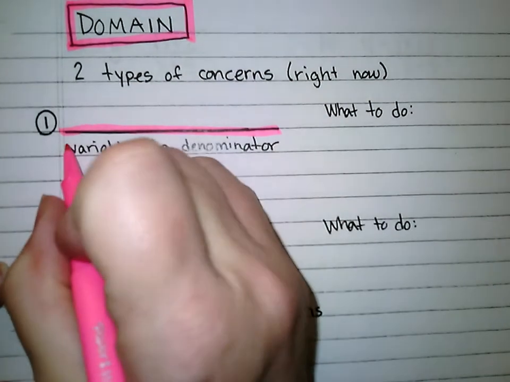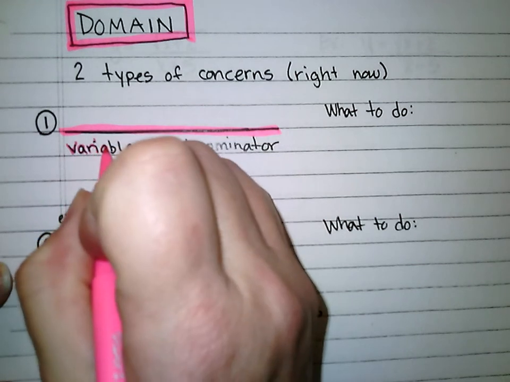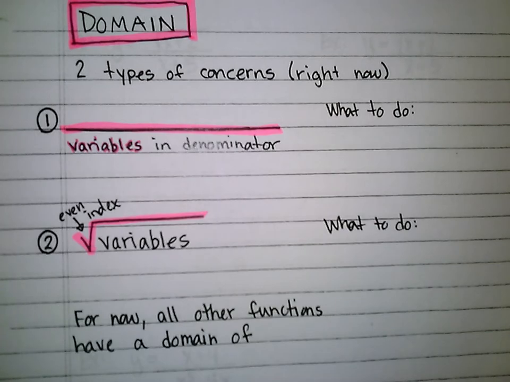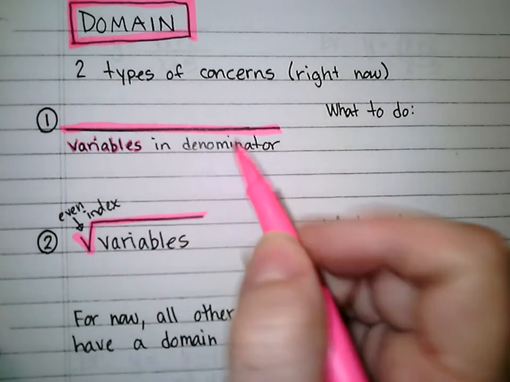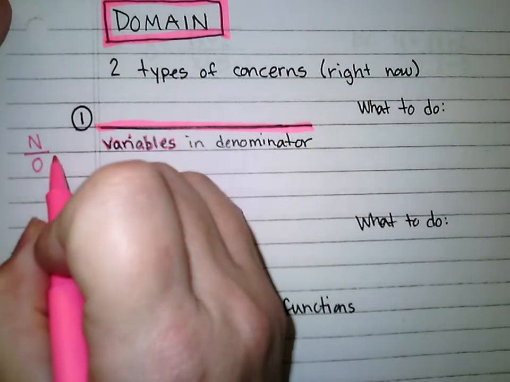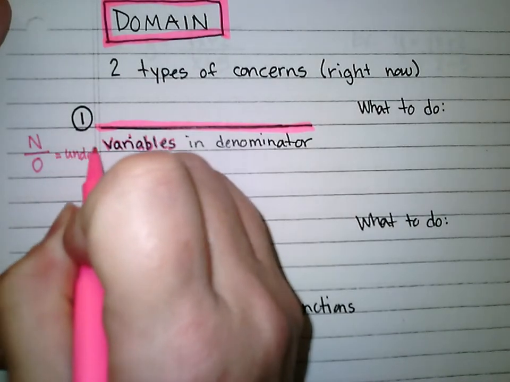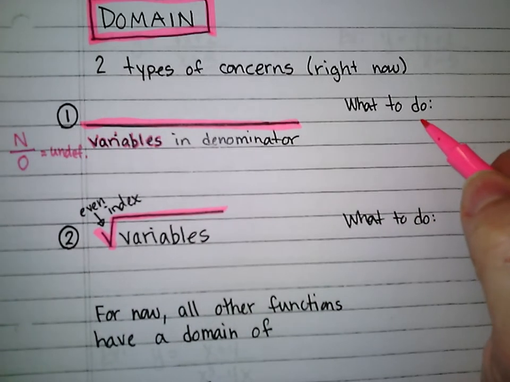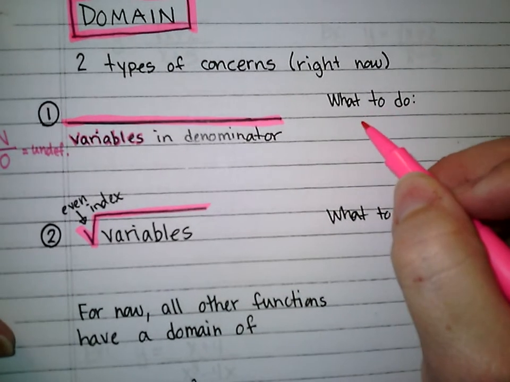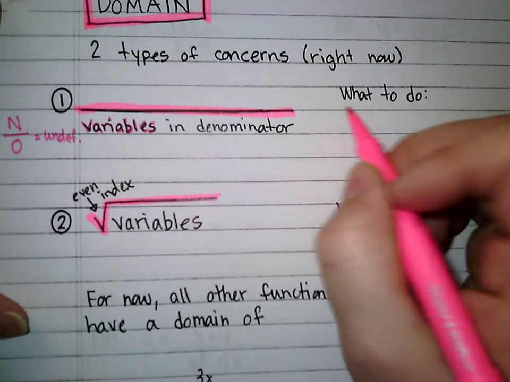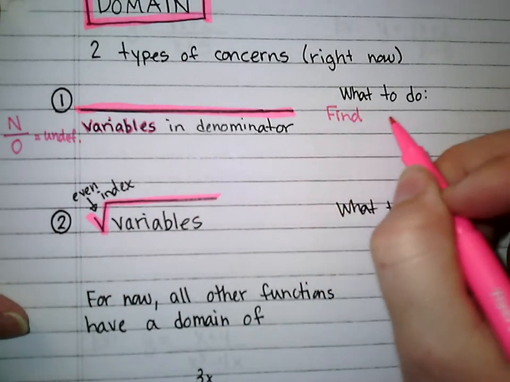One of the things we have to watch is when we have variables in the denominator. I mean, having a denominator is not a problem, but if you have variables in the denominator, we have to be careful. The reason for that is because we don't ever want to divide by 0. So remember when we said no, dividing by 0 is undefined. So you can't divide by 0. So what we're going to do is find our domain restrictions by setting that denominator not equal to 0. So that's going to tell us what to avoid.